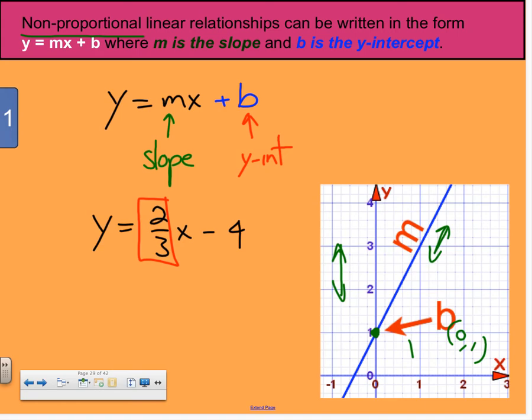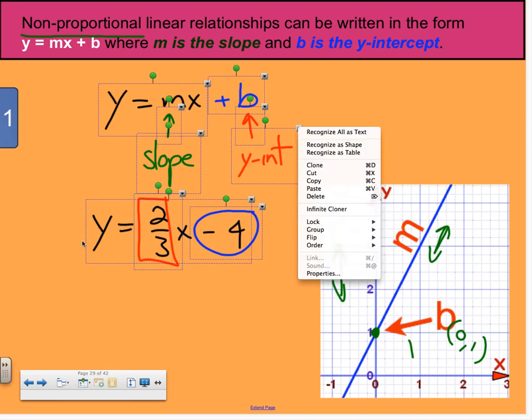So then, in this equation, what is our y-intercept going to be? Jason? -4. It's going to be -4. Very good. And it's important to make sure you include the sign. If it's subtracting, then it's going to be a negative y-intercept. If it's adding, it's going to be positive. All right, very good. Let's try one more.